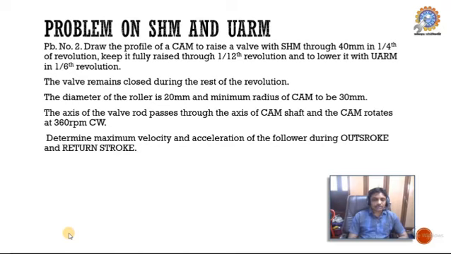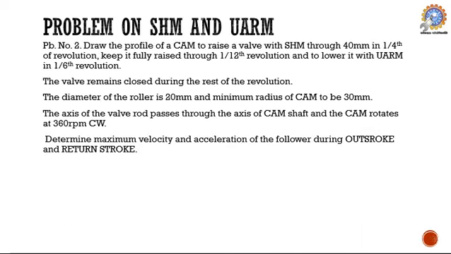The diameter of the roller is 20 mm and the minimum radius of the cam is 30 mm. The axis of the valve rod passes through the axis of the cam shaft, that is an inline mechanism, and the cam rotates at 360 rpm clockwise. Determine the maximum velocity and acceleration of the follower during the outstroke and return stroke.